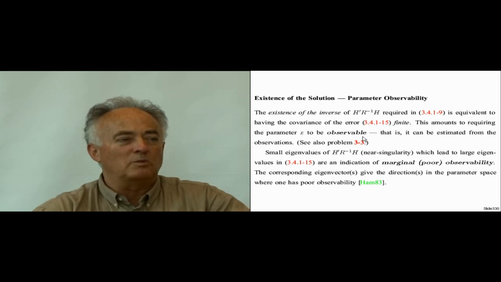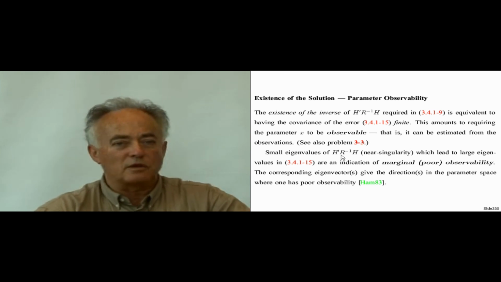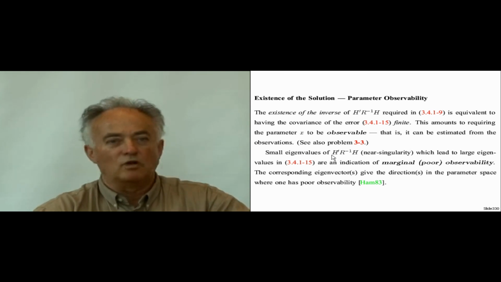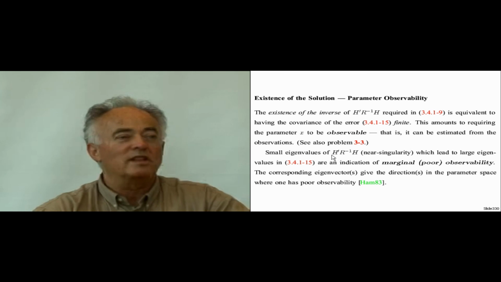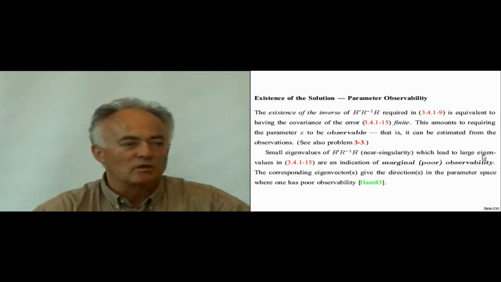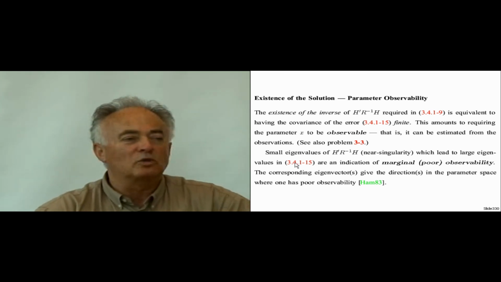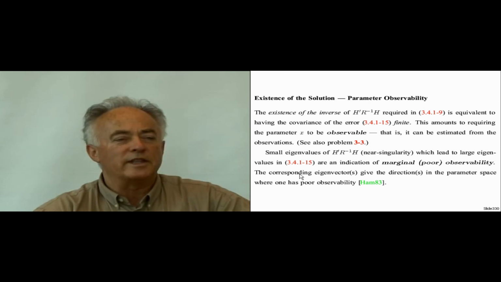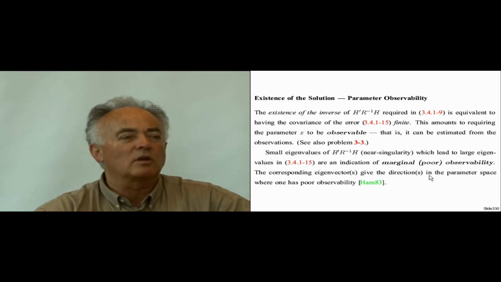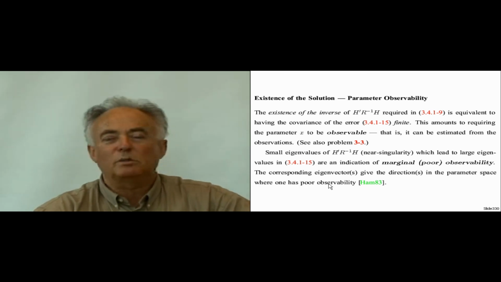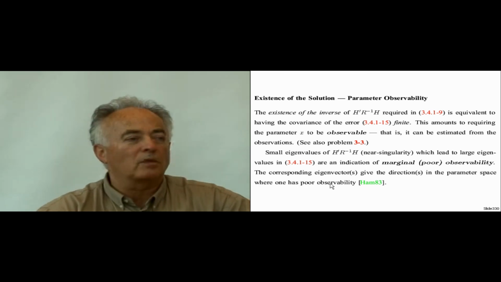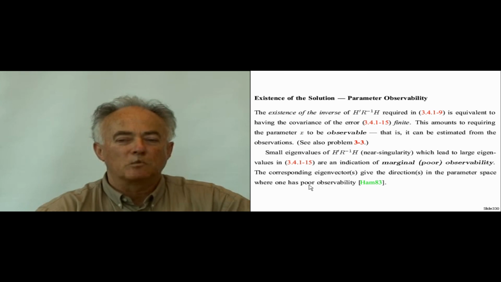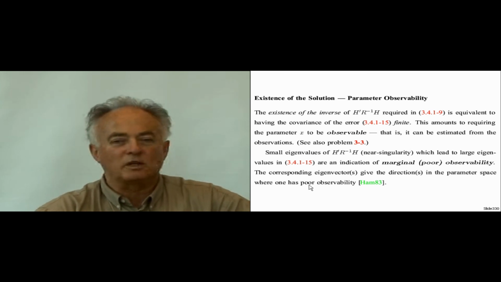In many practical problems, we can encounter situations different from zero eigenvalues or non-zero eigenvalues: marginal eigenvalues, near singularities. That will lead to large eigenvalues in the inverse, which is an indication of marginal or poor observability. It turns out there is an eigenvector analysis that can be done in the parameter space, and you can figure out which are the parameters which have poor observability. And we will see some situations where we have better or less good observability in a practical nonlinear problem.